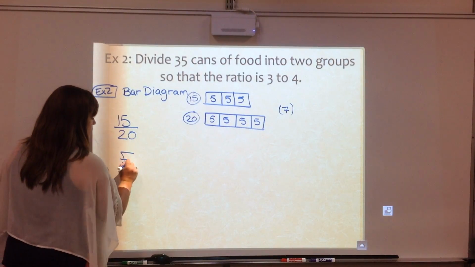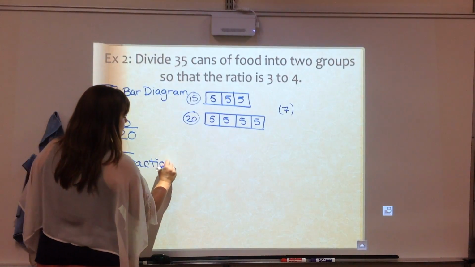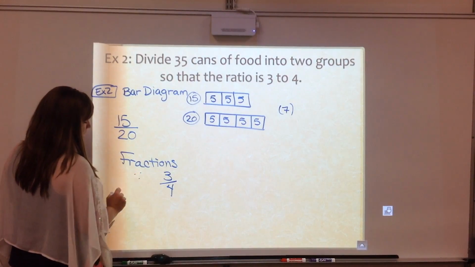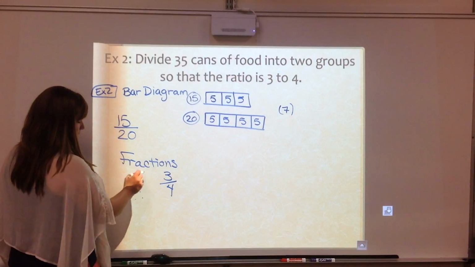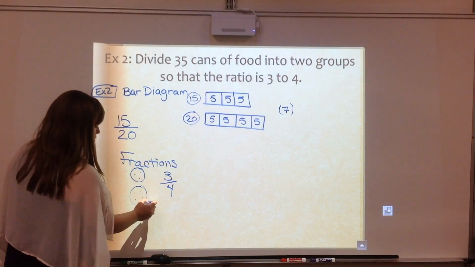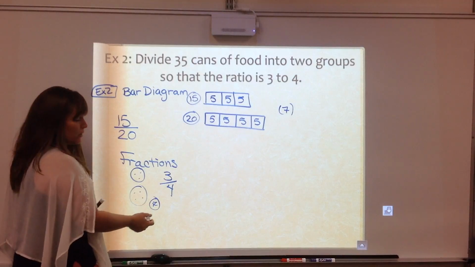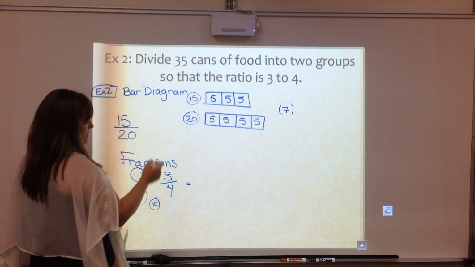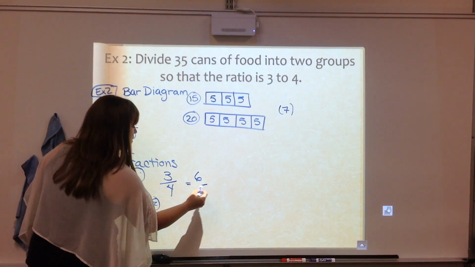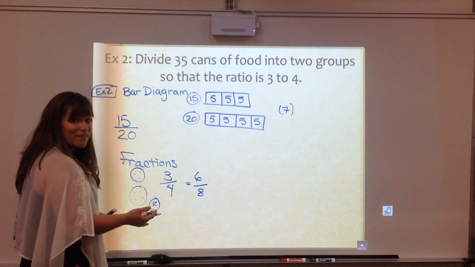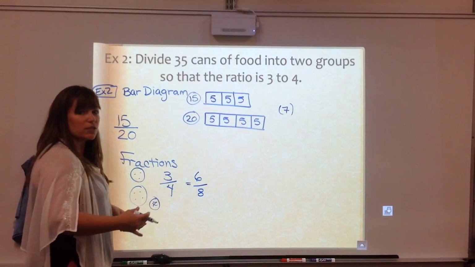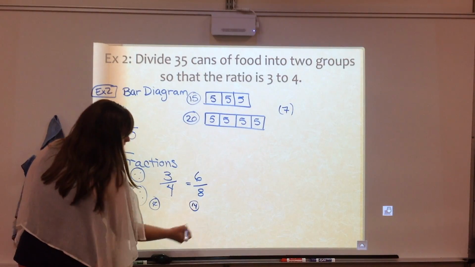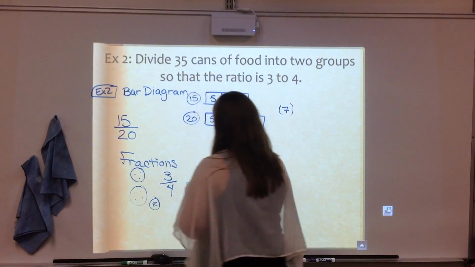The other way you can do this is with fractions. If I start out with 3/4, that means I have 3 cans in the first group and 4 cans in the second group. That's 7 total. So I just add them up, numerator and denominator. But I don't have 7 cans, I have 35 cans. So let's double each number and get an equivalent fraction 6/8. It's the same ratio, but now I've just increased, I've doubled it. But this is only 14 cans. That's not 35 either, so let's keep going.